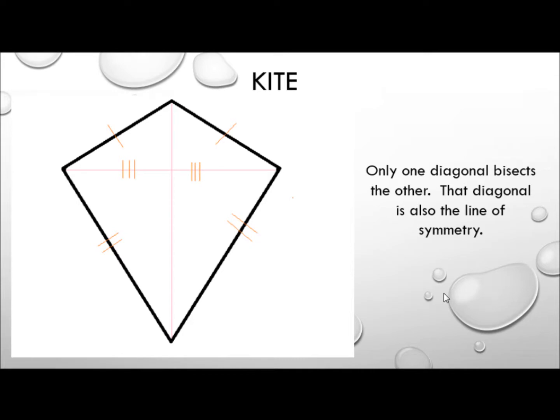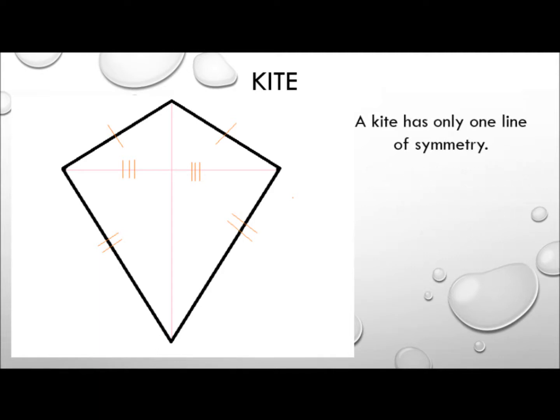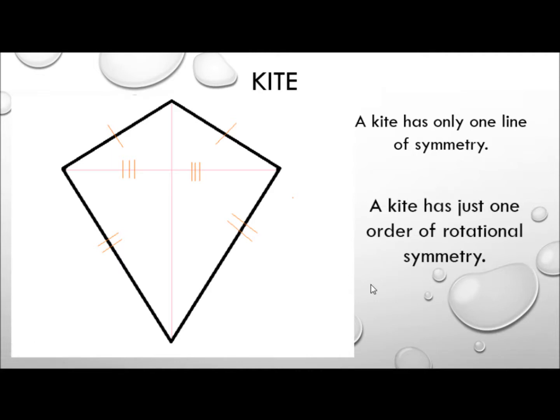Unlike a rhombus, though, only one diagonal bisects the other. That is the diagonal that is also the line of symmetry. A kite only has one line of symmetry. It also has only one order of rotational symmetry.